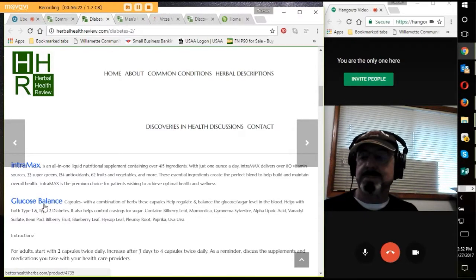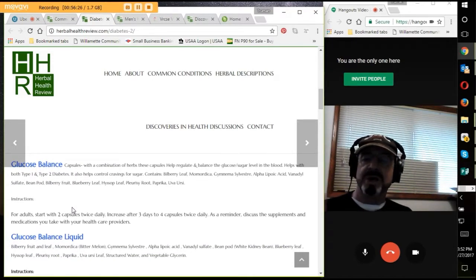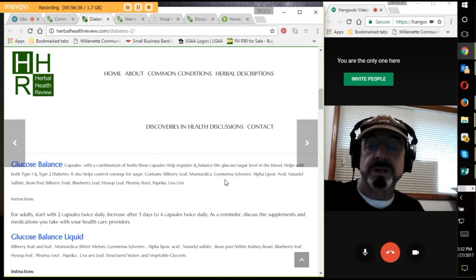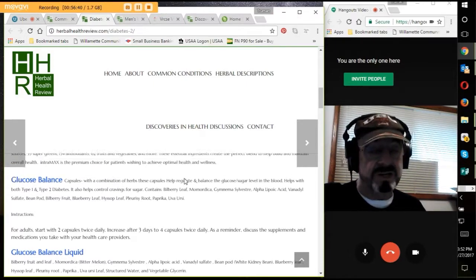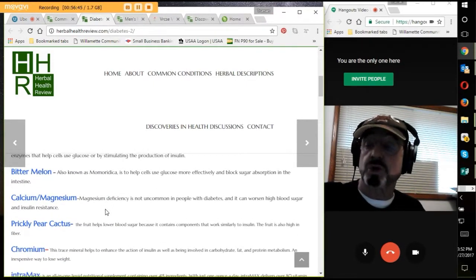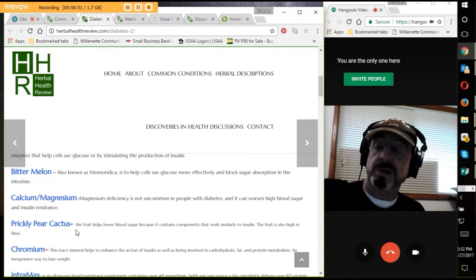Then there's the glucose balance capsules. Now, here's where it gets better, because the glucose balance capsules are a combination of the herbs we just talked about. It's got the Gymnema sylvestre. It's got the Momordica. But it doesn't have the prickly pear cactus. That's something you could add later. If it was a stubborn case, then we can bring on the prickly pear cactus.